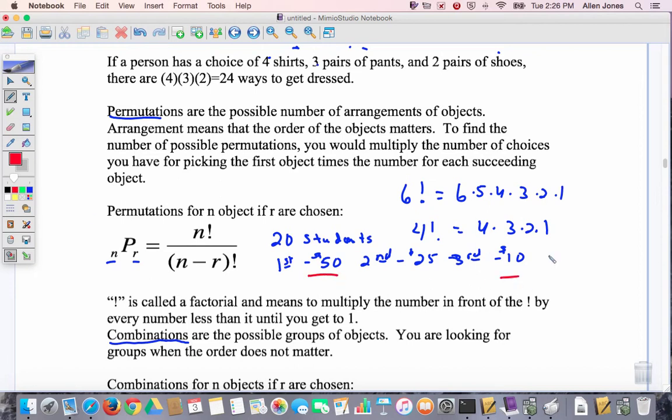So this is a permutation. It's written this way: 20 total people to choose from, and we're going to award, in this case, 3 prizes. We're going to select 3 people, the first 3 people done.